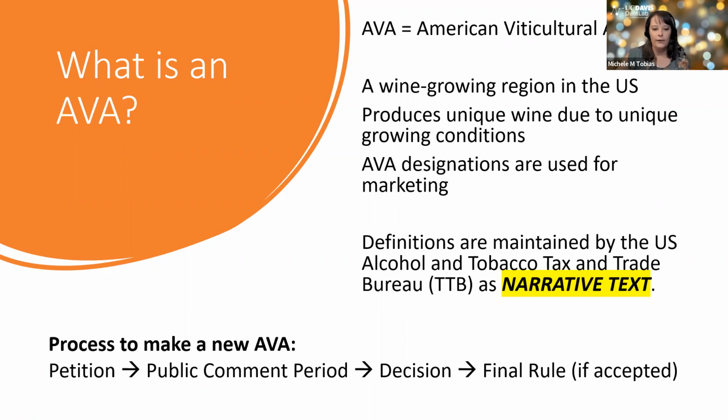The definitions for the AVAs, so the actual boundary descriptions, are maintained by the U.S. Alcohol and Tobacco Tax and Trade Bureau. That is abbreviated TTB, which is good because that whole name is hard to say. And the boundaries are actually recorded as narrative text.